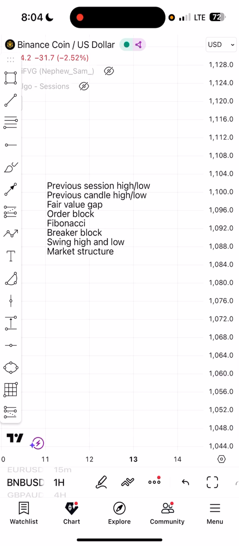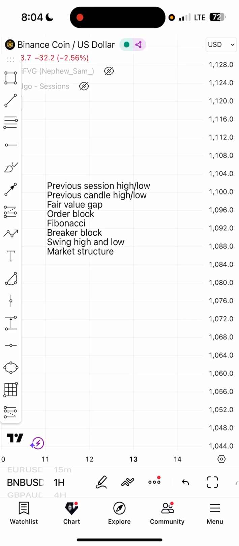Now, some of these concepts work very well for swing traders, some of these concepts work very well for day traders, and some of these concepts work very well for a scalper. Now, some of these concepts as well are liquidity based concepts, especially the previous session high and low, which are liquidity concepts.